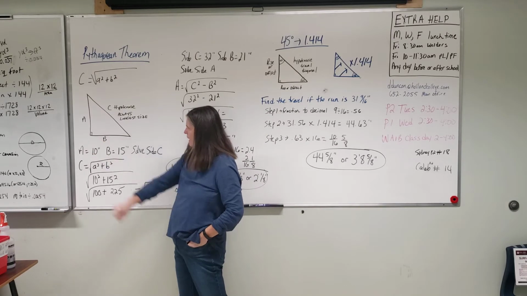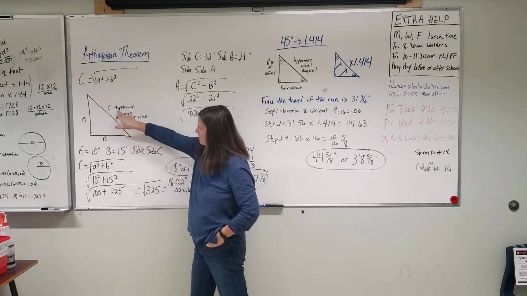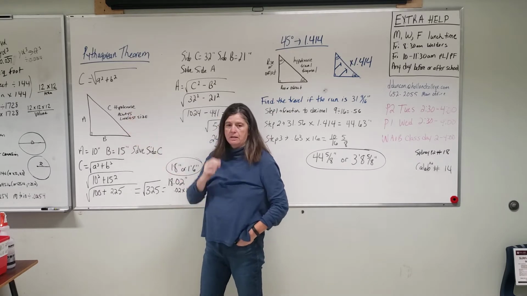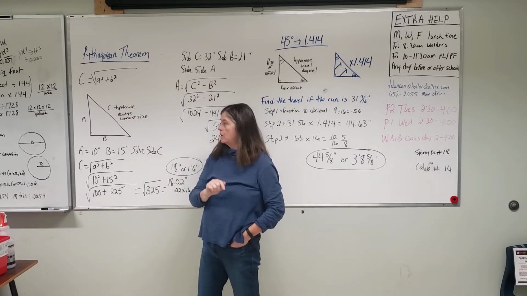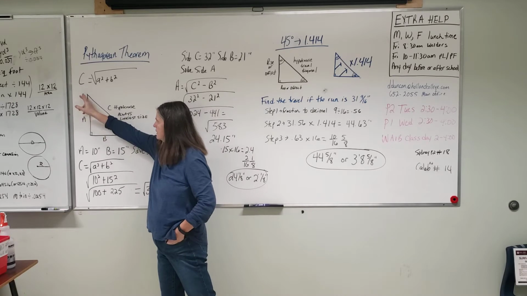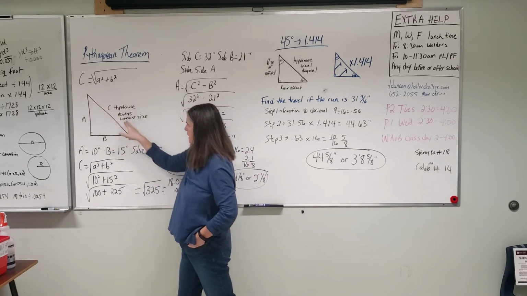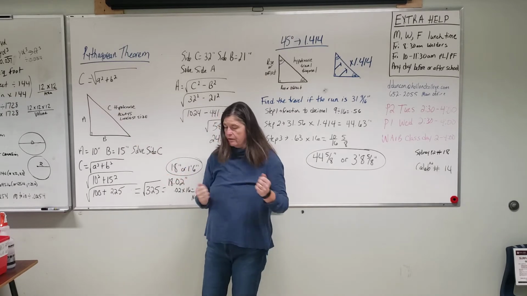In a right angle triangle, this side here is always going to be the hypotenuse, and it will always be the longest side. Always, always, always. Typically, in your triangle setup, this will be side A, this will be side B, and this will be side C right here. So, here's an example.